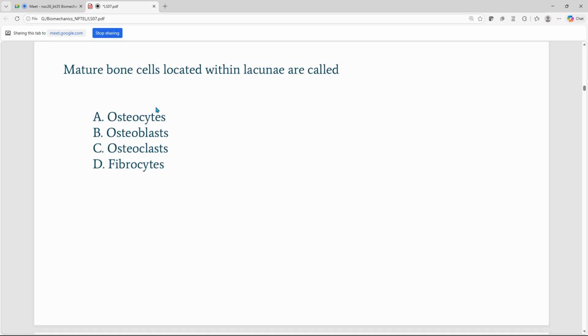Next question. The mature bone cells located within the lacunae are called as what? Options are option A, osteocytes, option B, osteoblast, option C, osteoclast, option D, fibrocytes.